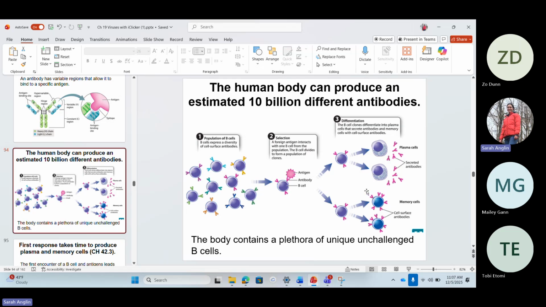And immediately, once those memory B cells identify that this invader's back, cell differentiation is going to happen again. A lot of those plasma cells are going to be developed, secreting a whole bunch of those antibodies to interact with the virus, not only blocking it so it can't get into our cells, but also flagging it so that our other immune cells can come and destroy the virus.